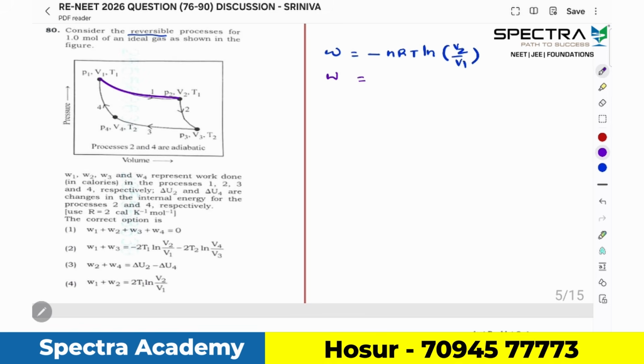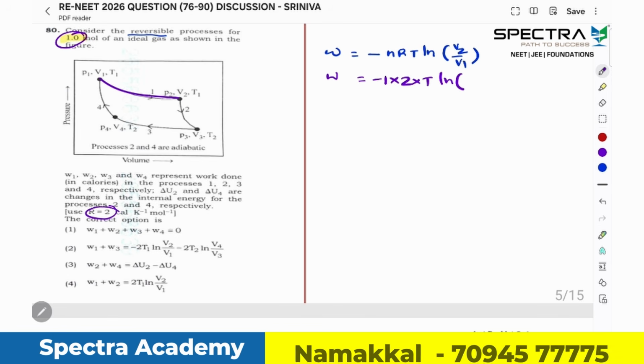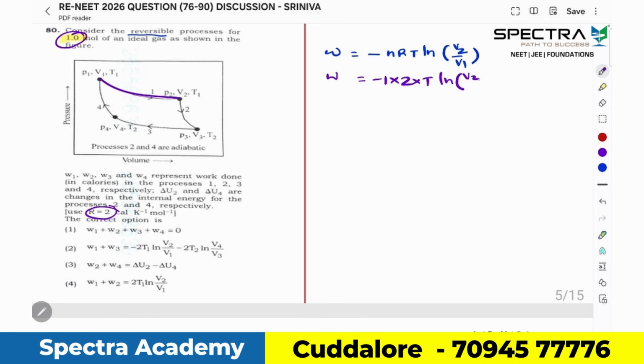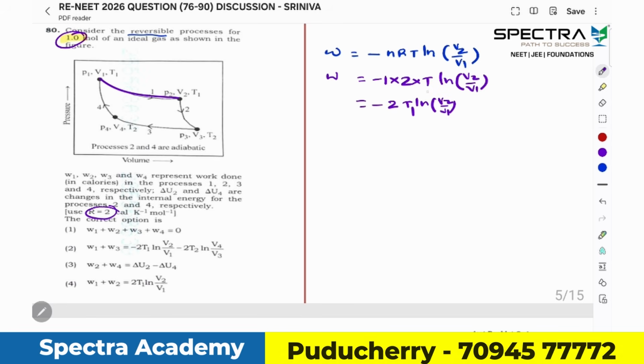W is equal to the number of moles, 1 mole given, so you can substitute 1. R value they given is 2 calories. So 2 temperature T ln V2 by V1. So you can write V2 by V1. So your answer is minus 2 T ln V2 by V1. This is at temperature T1. So this is the graph 1.